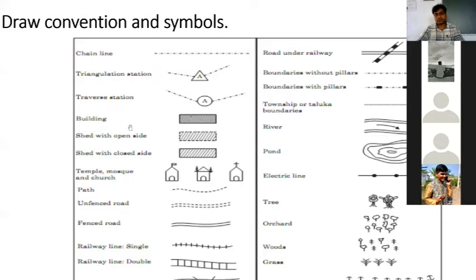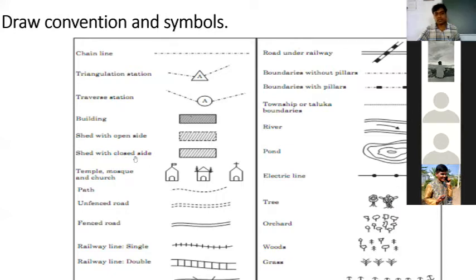Next, coming to building. If in the survey plan or map you are going to locate some buildings, there we're going to make it hatched like this. We make a rectangular section, and this will be the hatch pattern. Similarly, shed with open side. You know shed, right? Wherever these sheds are, if it is open, there we have this kind of hatch. You can see here the inclined lines which are parallel to each other, and there is an opening in between.